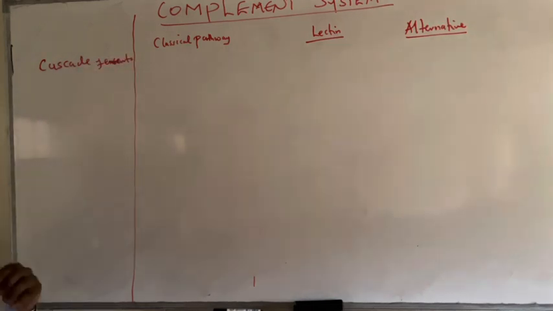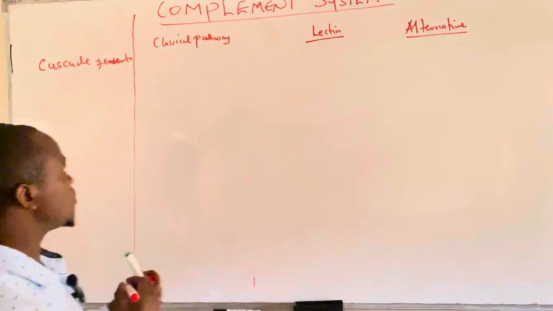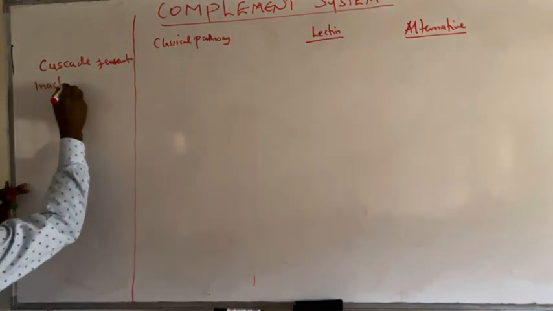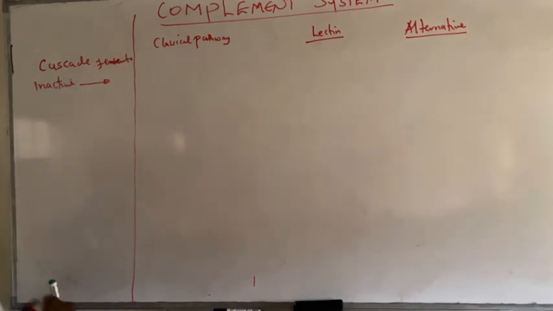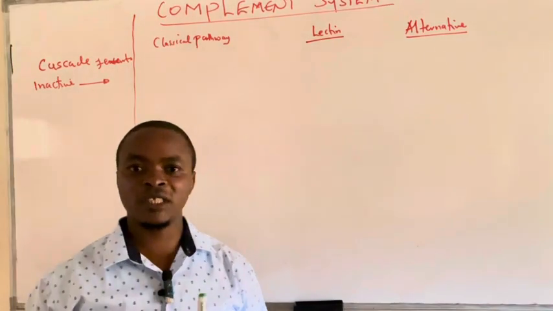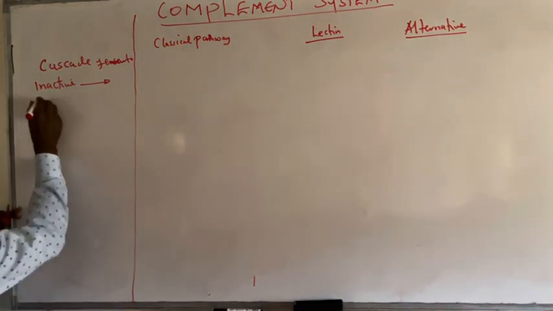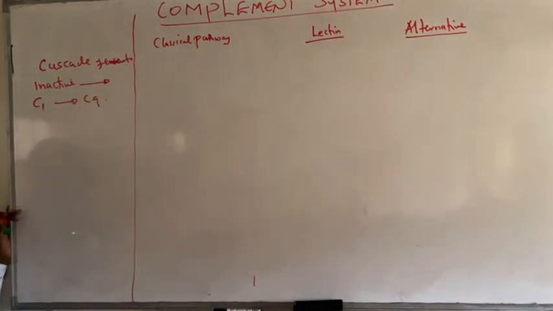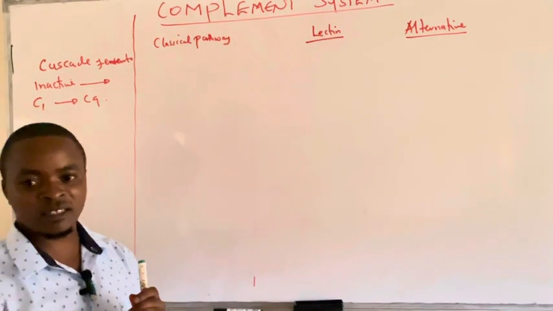We see complement proteins, and these complement proteins are produced in inactive form, so they need to first be activated. We call them zymogens. They are produced in inactive form. These complements range from complement 1 up to complement 9, and all of them are produced in inactive form, so they need a trigger factor to be activated.